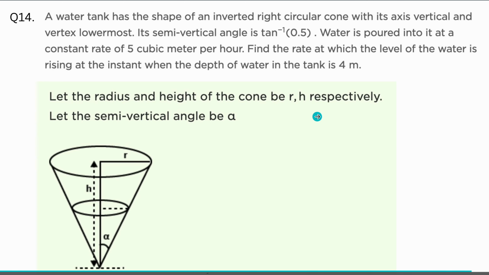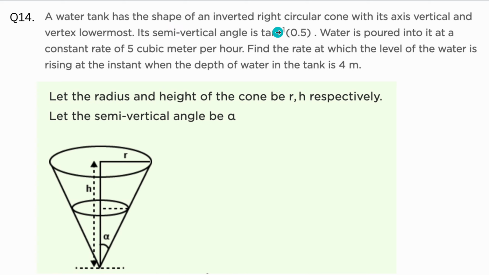And the last question for today, question number 14. A water tank has a shape of an inverted right circular cone with its axis vertical and vertex lowermost. Its semi-vertical angle is tan inverse 0.5, that is tan inverse half, and water is poured into it at a constant rate of 5 cubic meter per hour. Find the rate at which the level of the water is rising at the instant when the depth of the tank is 4 meters.